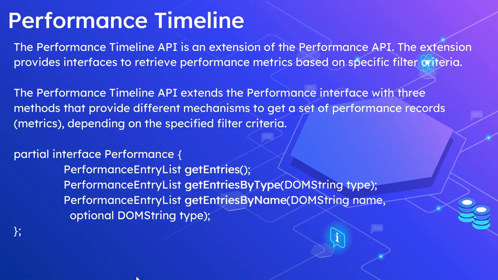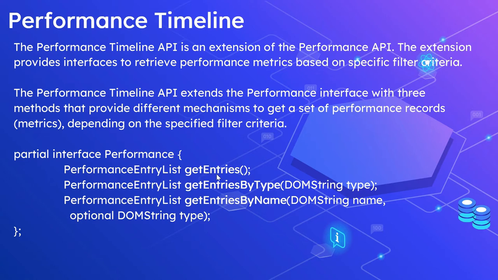The next one is Performance Timeline API. This is an extension to the Performance API. The extension provides interfaces to retrieve performance metrics based on specific filter criteria. The Performance Timeline API extends the performance interface with three methods to get a set of performance metrics based on the specified filter criteria. If you see here, performance interface, three methods: getEntries, then getEntriesByType, then getEntriesByName. So it returns a performance entry list. It has the performance metrics.